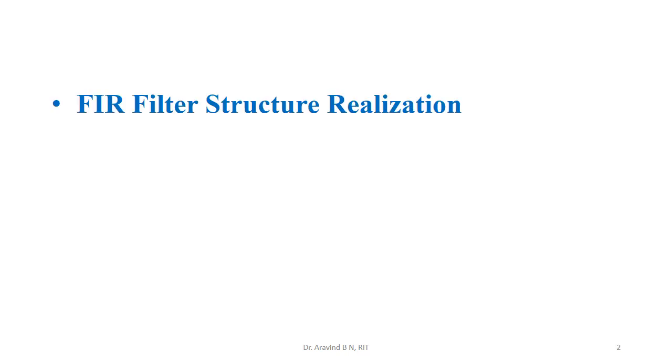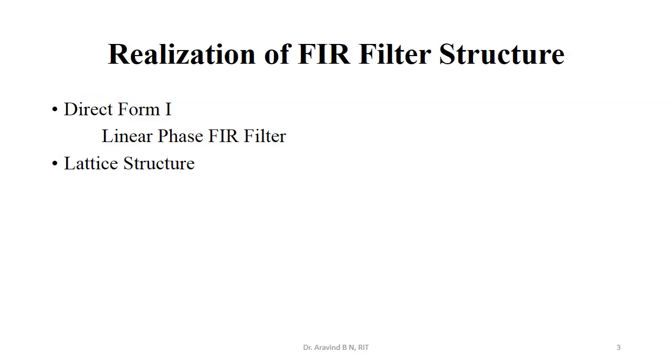In this lecture, we are going to discuss the FIR filter structure realization. There are two major types of structural realization. One is the direct form 1 realization and one more is the lattice structure. In the first part, we are going to have two realizations, that is, one is the direct form 1 and one more is the linear phase FIR filter, and then the lattice structure. So let us take one after another.